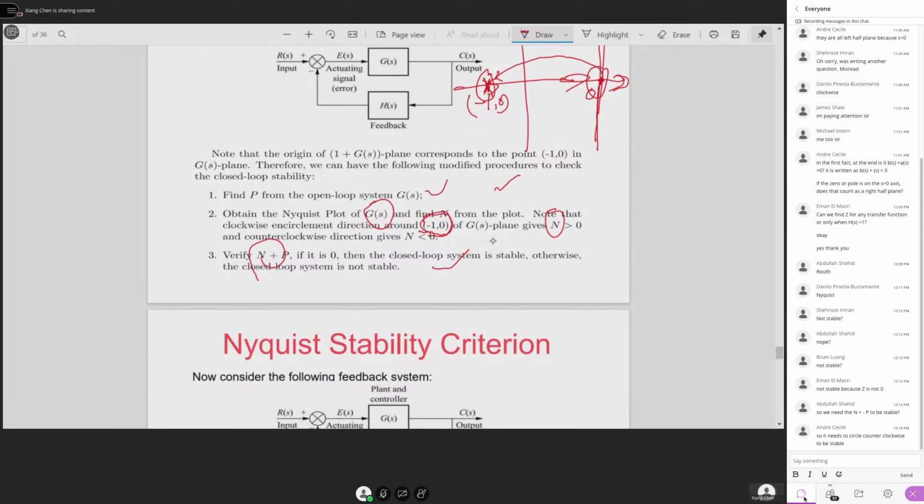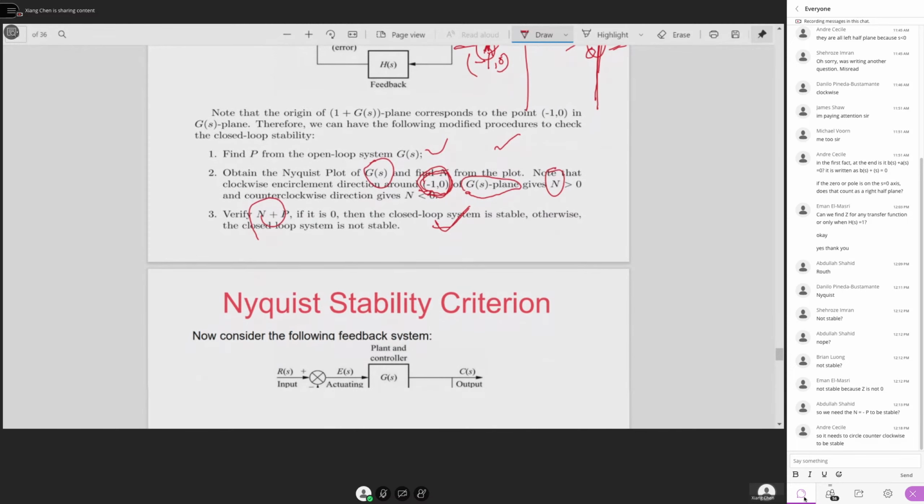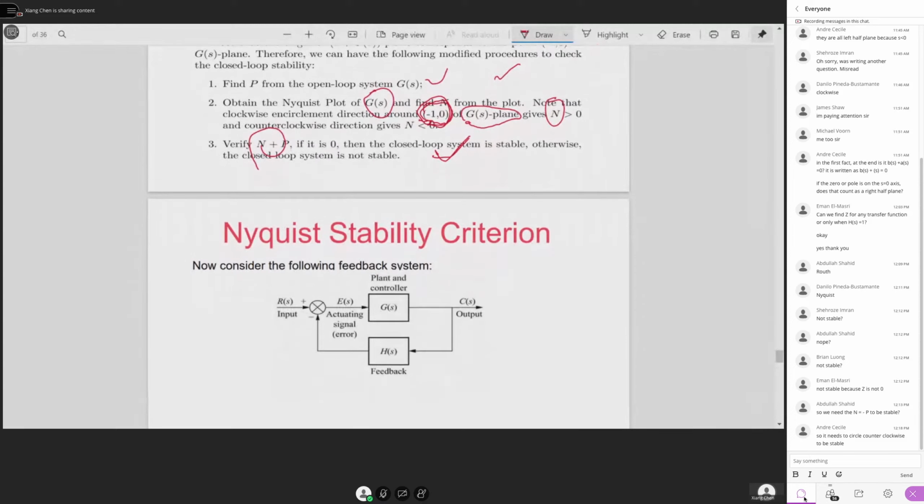So everything stays, except that the encirclement is going to be evaluated around the -1, 0 point, and you only use the G of S plane, not the 1 plus G of S plane. So this migration is going to be very easy.